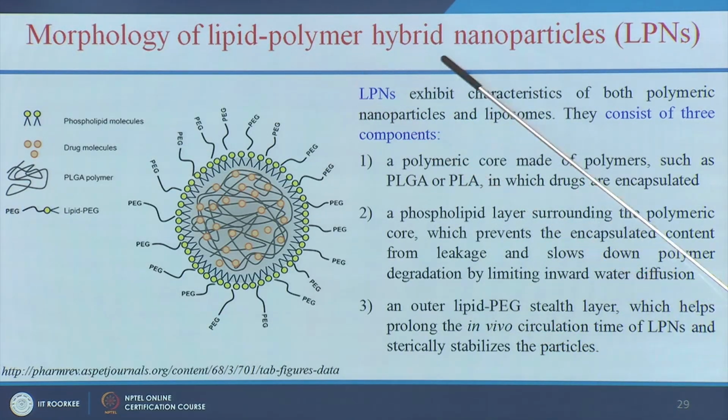So, LPN is lipid-polymer hybrid nanoparticles. So, here this LPN exhibits characteristics of both polymeric nanoparticles as well as liposomes, okay. So, it mainly consists of three components. The first one is the polymeric core, okay. So, the polymeric core is made up of polymers like PLGA or PLA, where your drug will be encapsulated, followed by a phospholipid layer, okay. So, that is surrounding your polymeric core, and which will prevent your encapsulated drug from leakage, okay. And you will have another outer lipid PEG, so that is your stealth layer. So, if you have PEG in your outer layer, that will make your nanoparticle escape from the reticuloendothelial system, and that will increase your in vivo circulation time.